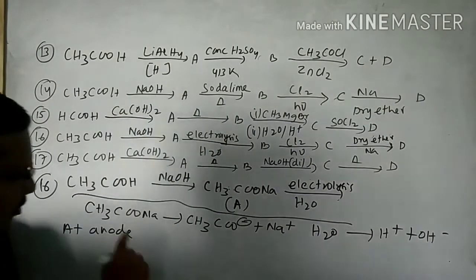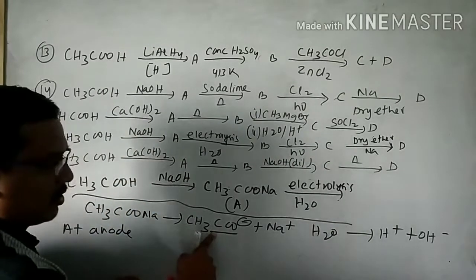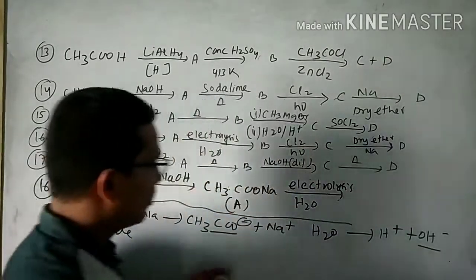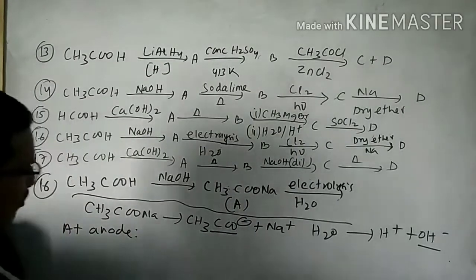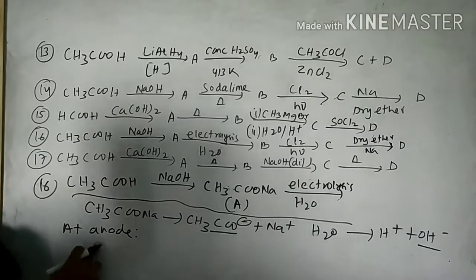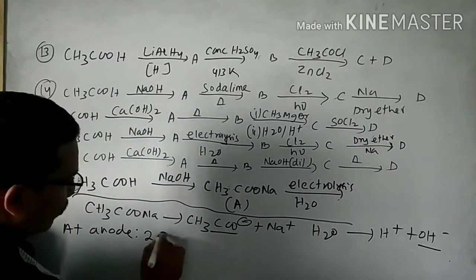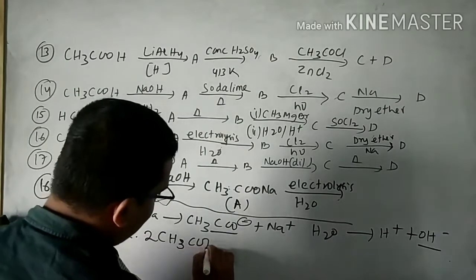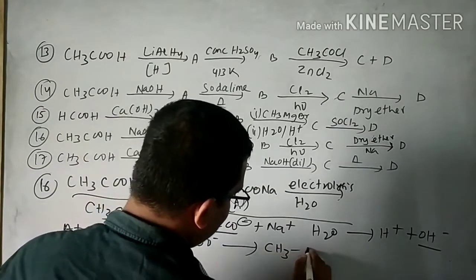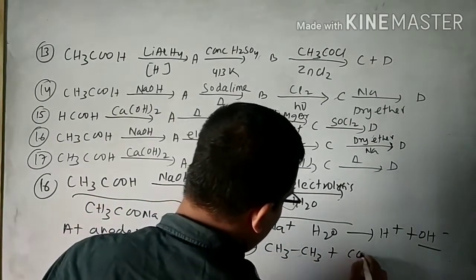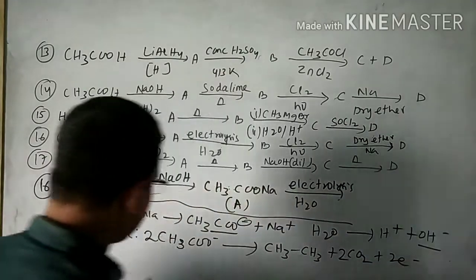At the anode, oxidation takes place. Here there are two anions, one is CH3COO minus, another is OH minus. CH3COO minus is more reactive as compared to OH minus. So CH3COO minus will come to the anode and undergo oxidation. At a time, two CH3COO minus ions come and give CH3 bond CH3 and two molecules of carbon dioxide and two electrons.